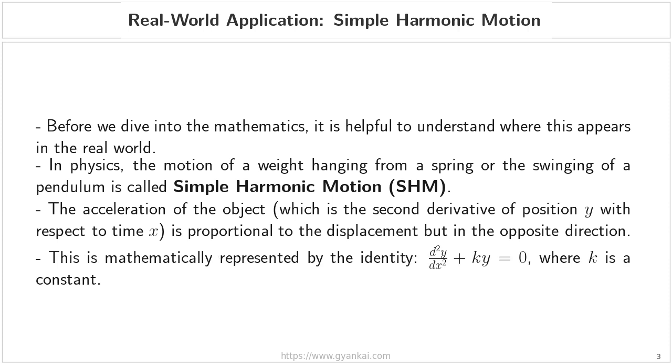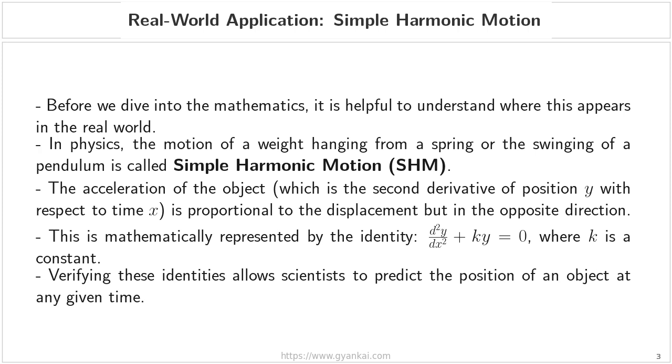Mathematically, this physical relationship is expressed through a differential identity. The second derivative of y with respect to x plus k times y equals 0, where k is a constant. By verifying these types of identities, scientists are able to create accurate models to predict the exact position of an object at any given point in time. With this real-world context in mind, let us now proceed to the next slide, where we will apply our verification steps to a detailed mathematical example.